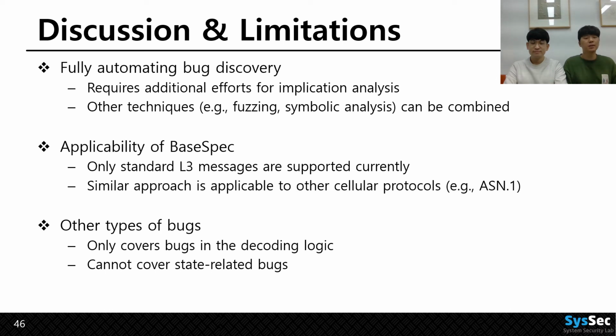Although we built BaseSpec as an automated system, it still requires additional manual efforts for implication analysis. We believe other analysis techniques, such as fuzzing, can be used to fully automate the implication analysis. Currently, we only analyzed layer 3 messages. However, we believe that our approach can be applied to other protocols in different formats, such as ASN.1. Although we found many bugs, we can only cover bugs in the decoding logic, and cannot discover other bugs such as state-related bugs.